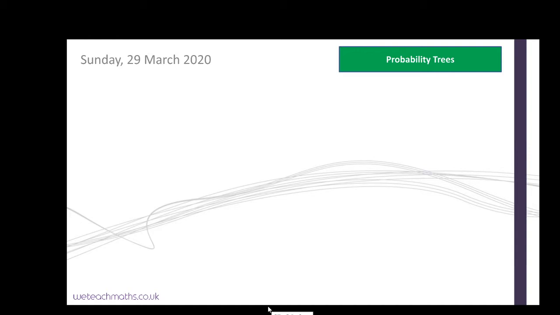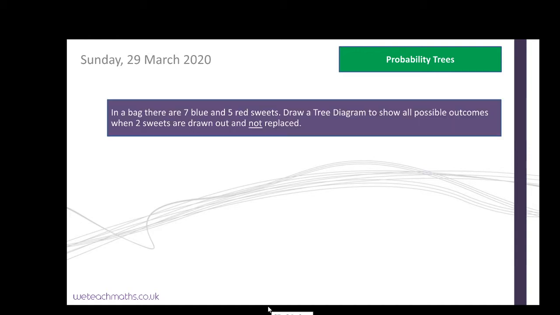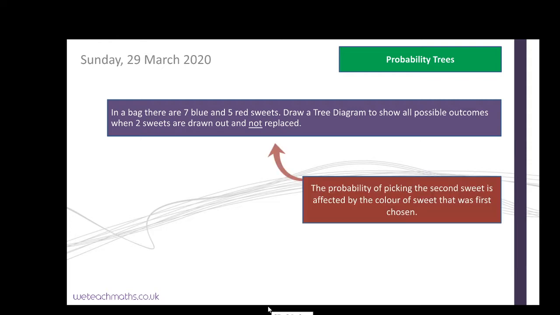So, probability trees. This time we've got, in a bag, 7 blue and 7 red sweets. Draw a tree diagram to show all possible outcomes when 2 sweets are drawn out and not replaced. Last time you'd take one out and put it back in. This time you take it out and then you take another one out. So for the second event, there are a different number of sweets in the bag.